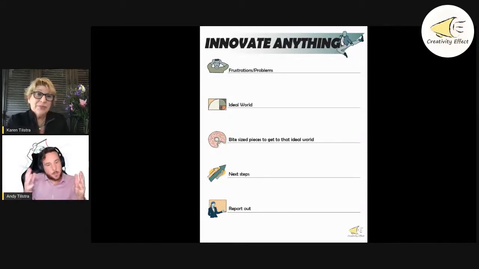And the report out is very simple. It takes no more than 4 minutes to just explain what they thought of, what the frustrations were, what their ideal world is, what the bite-sized pieces are to get to that ideal world, and then what their next steps are. What are they going to start doing to get to that point? And they report this out to the group and to their supervisors that they invite once the Innovate Anything is coming to a close. Yeah, and it's very positive, and you can tweak it.